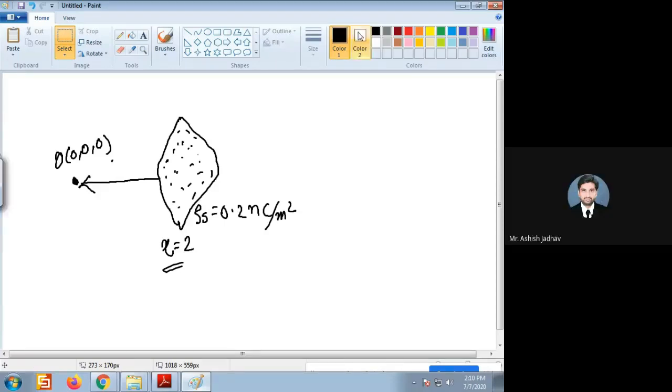Now I want to use the formula E bar, or what notation we have considered for this ES surface. ES bar is equal to, can anyone tell what is the formula? Rho S upon 2 epsilon naught A bar n. Right. So this is the formula for finding electric field intensity, let's say at this point because of this surface charge. Now in this case, tell me what is the value of A bar n.